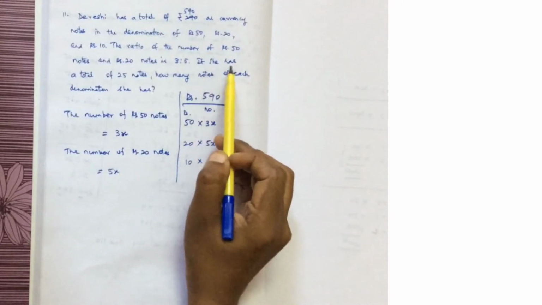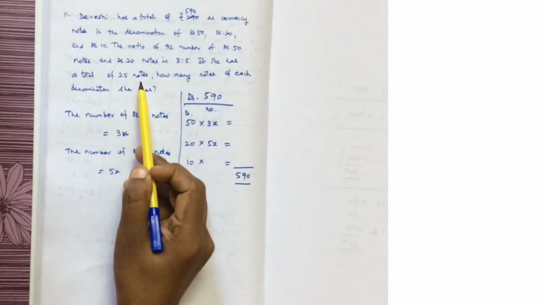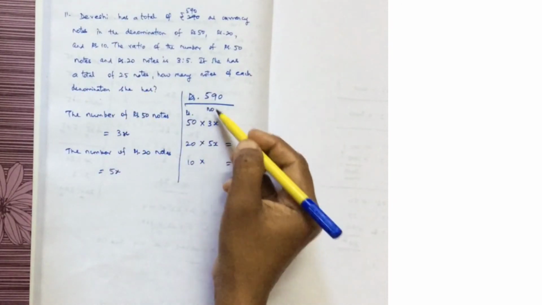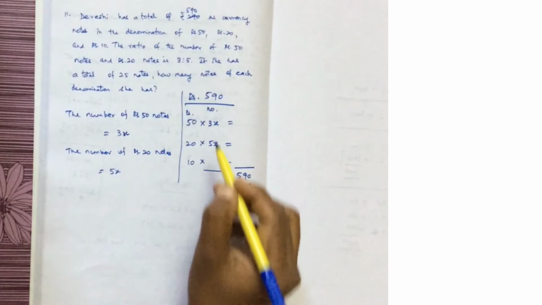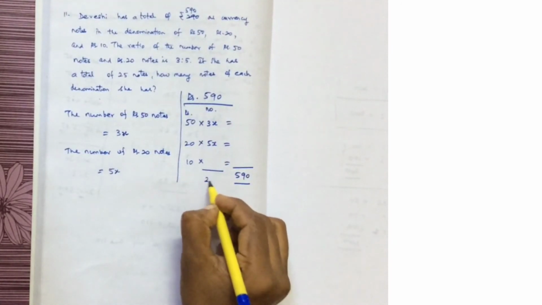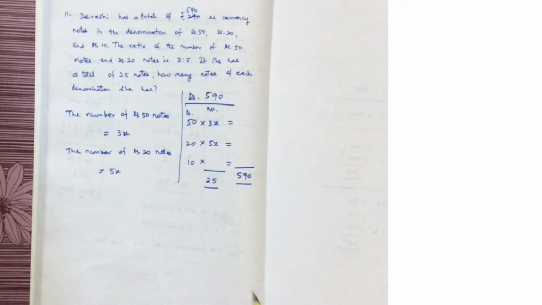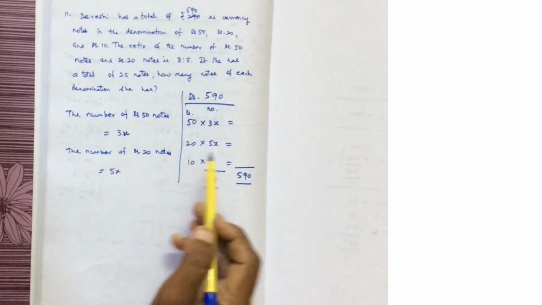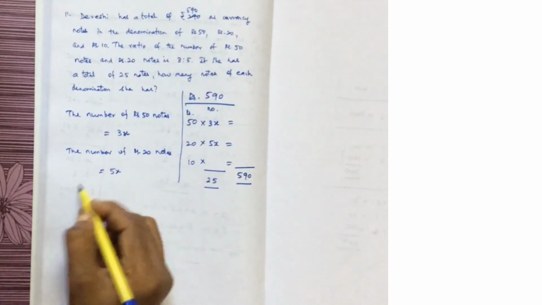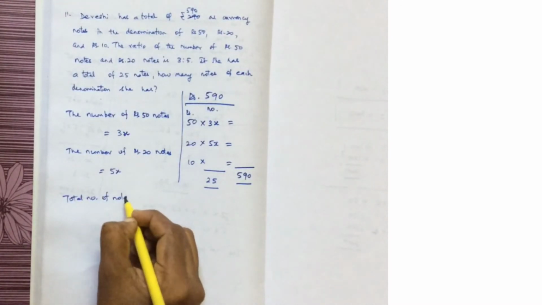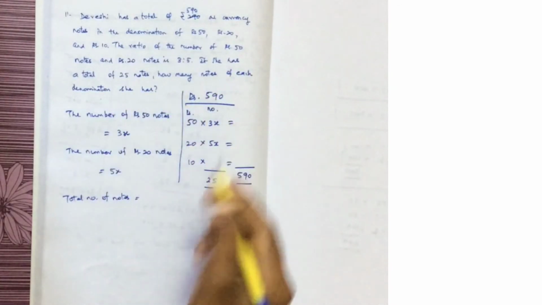Okay. The next is, if she has a total of 25 notes, what does it mean? If we count the number of notes, that is this column, the total is 25. So the number of 50 notes she has is 3x, the number of 20 notes she has is 5x, and the total number of notes is 25.